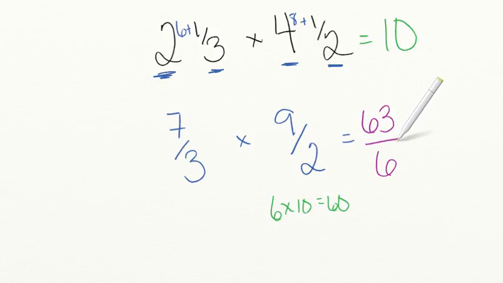So in order to do that, we need to subtract 60 from 63, because we took out 60 to make 10 wholes. 63 minus 60 equals 3, and that's 3/6 as our fractional amount left over. Now we know that 3/6 is equivalent to 1/2, so make sure that you're reducing your fractional amount if you need to. So 2 1/3 times 4 1/2 equals 10 1/2.